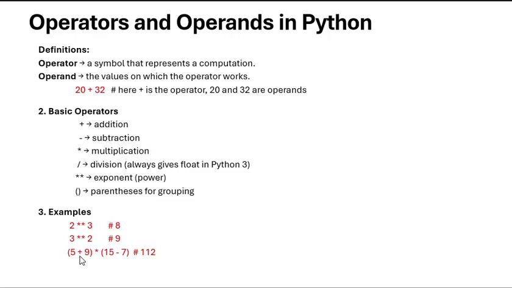Here 5 plus 9 into 15 minus 7. What will be the result? How do you solve it? We have a rule for that. That is called BODMAS rule. I will tell you that after this operators and operands concepts.